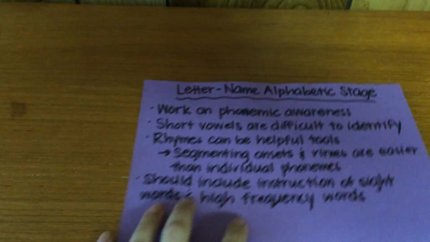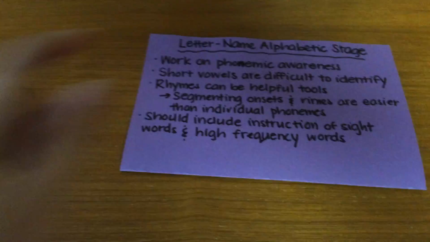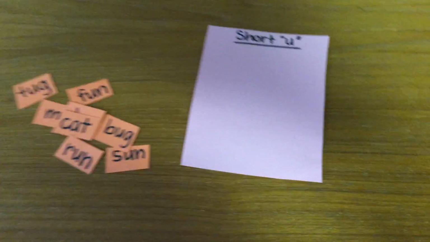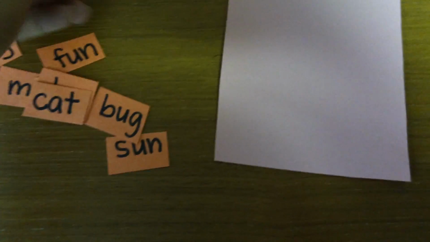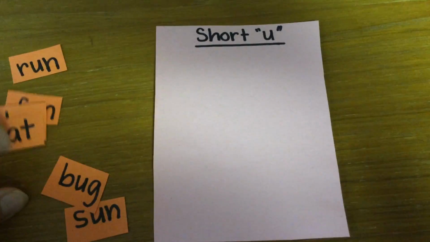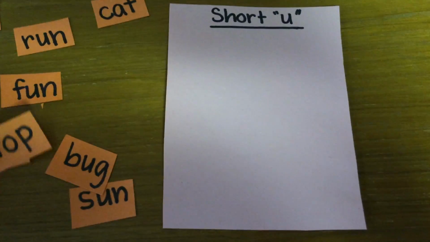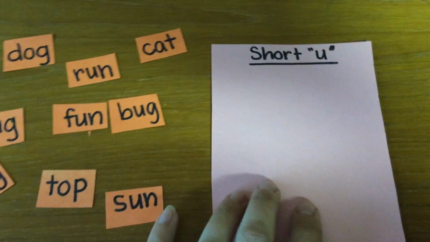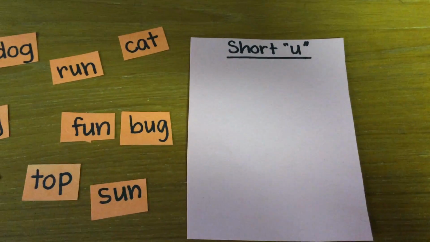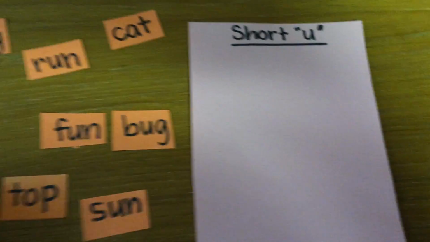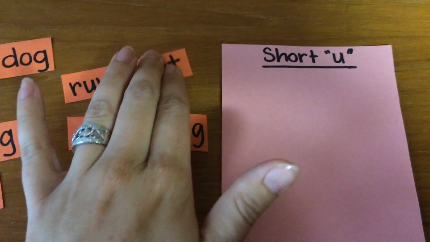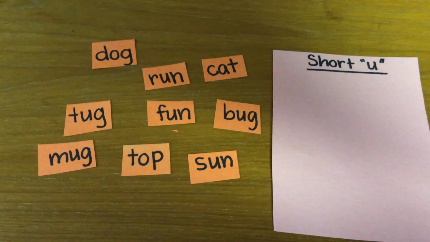So my second sort is the short U sort. This is important to work on because short vowels are very difficult to identify. These students use the way the words feel in their mouth when they say them, when they articulate them. And when you say a short vowel, it doesn't sound like any letter that you know. So this activity will help them solidify what a short U sounds like. So we'd start this sort by saying what the short U sounds like. It makes the sound. So when we read all of our words, we're going to determine which ones have the short U sound.